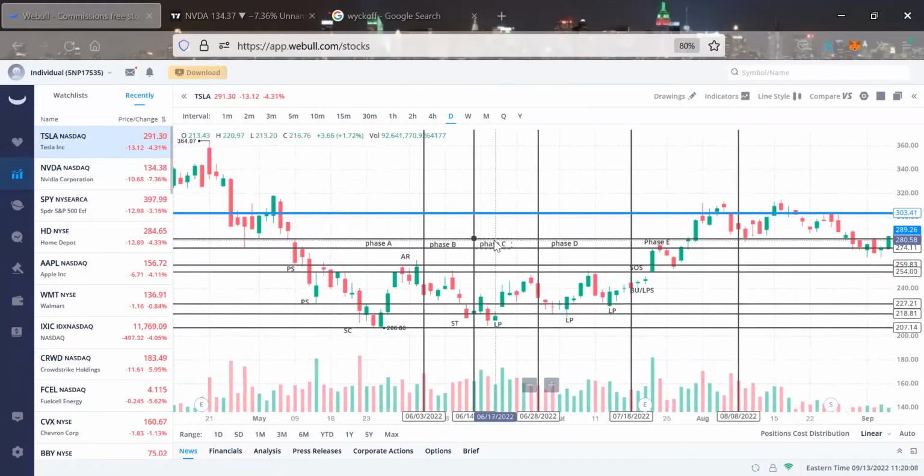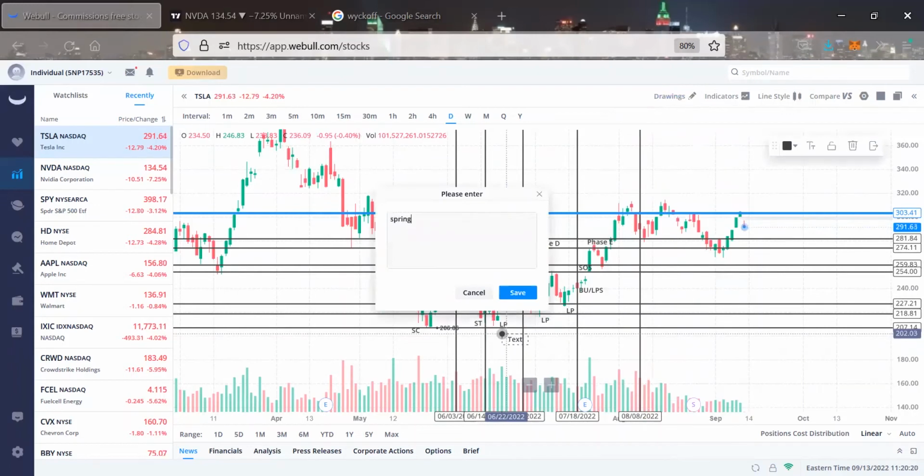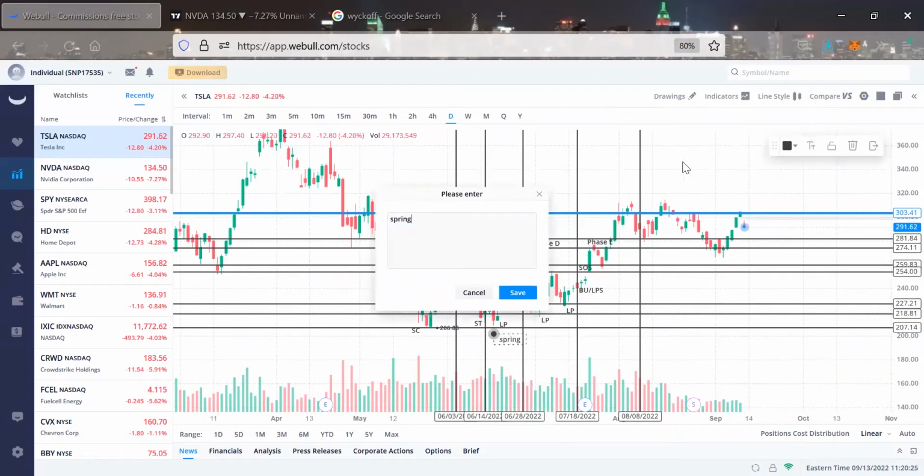Phase C is something called the spring method, right? Also called the spring. This is the last point of support, aka the spring, right? This is also called the spring. Let me show you the spring. This is where, I want to put a parenthesis on that, hang on, let me finish this. Spring, right? This is called the spring right here.